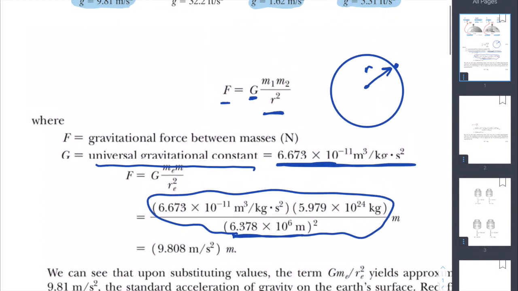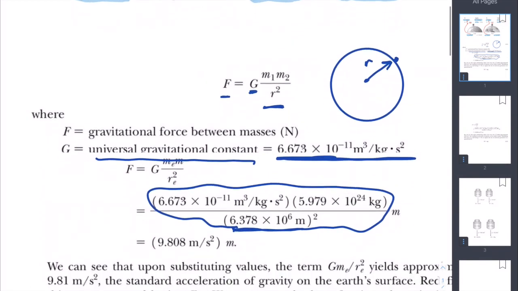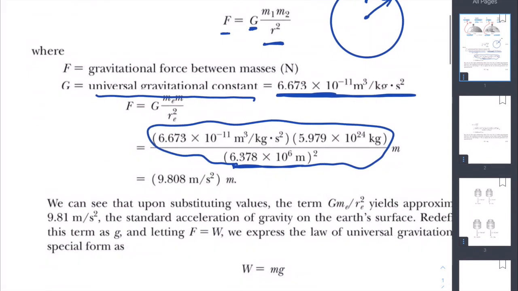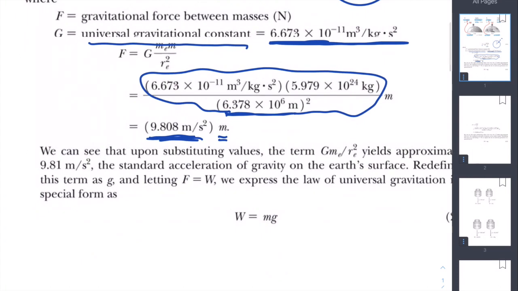the original formulation says that the mass of this object on the Earth has mass m, so that's plugged in here. And all these numbers crunch down to 9.808 meters per second squared. So it gives us a simpler version of this universal law of attraction, or law of gravity: weight is equal to mass times gravity.